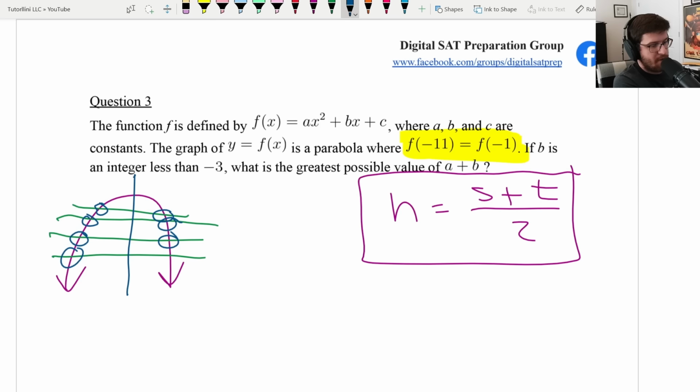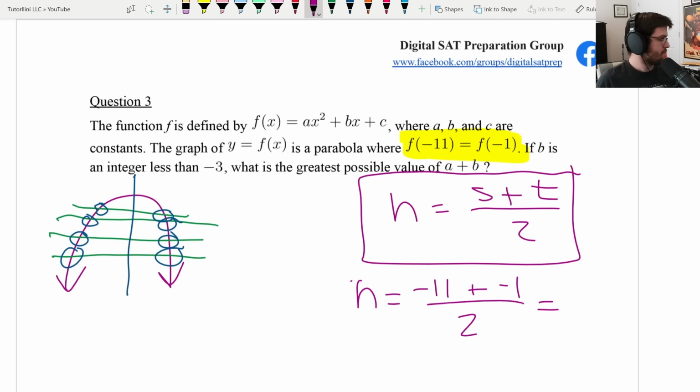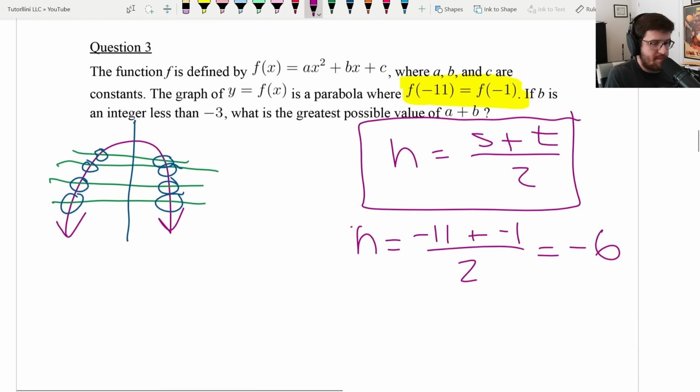So we can use this formula, even though it's designed for x-intercepts, we can use it for any equivalent y values on the parabola. So to quickly find the x-coordinate of the vertex, I'm going to do h equals negative 11 plus negative 1 over 2. And I get h equals negative 6. That is really important. I'm going to put a box around that. Let me rewrite it.